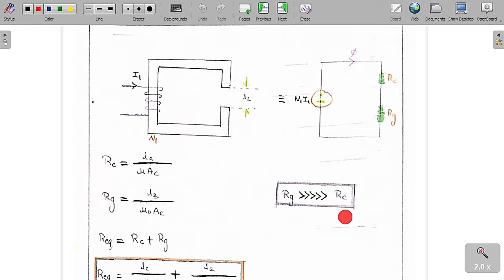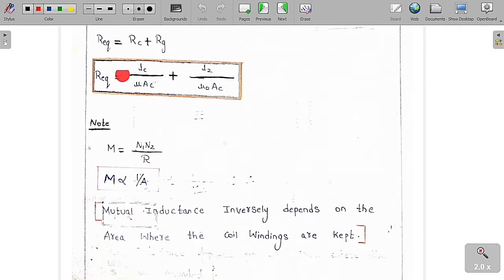Now I want to find the overall equivalent reluctance. As both are in series, the net reluctance is the sum of the individual ones. So R equivalent equals RC plus RG, which is LC by mu into AC, the reluctance of the core, plus L2 by mu naught into AC, the reluctance of the air gap. Do the addition and you get the overall equivalent reluctance.